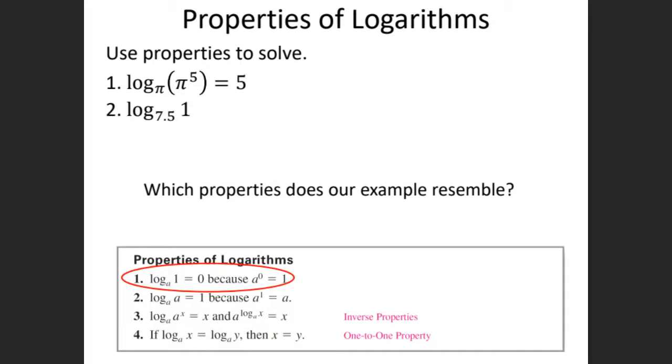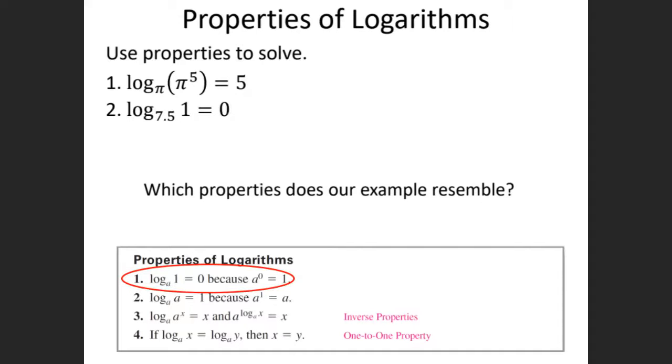Okay. How about this one? Log of base 7.5, and I'm going to give it an input value of 1. Well, if I know my properties, I don't care what the base is. That base could have been whatever number. I know that the answer is going to be 0, because any log with an input of 1 is just going to give me 0.